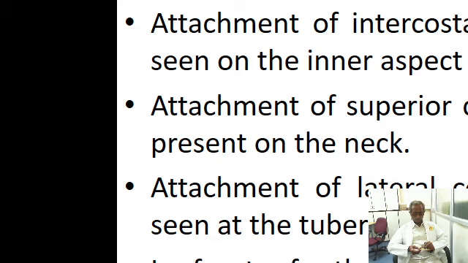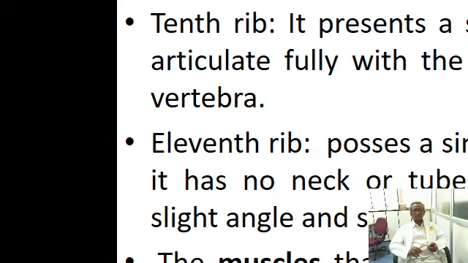A faint costal groove is seen in the inferior surface. Now the 10th rib. It presents a single facet on its head to articulate fully with the body of the 10th thoracic vertebra. The other things are as usual.